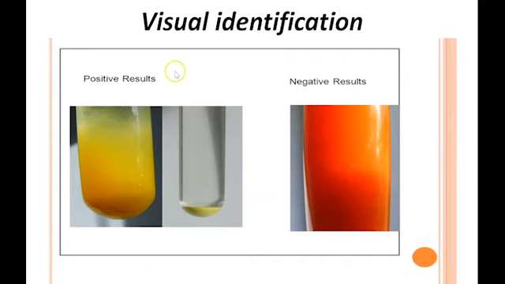Visual identification, how you will visualize. This is a pale yellow precipitate. So in the case of methyl aldehyde or methyl ketones, we will get a pale yellow precipitate, but for the rest, if they do not contain a methyl group directly connected to the carbonyl group, the test will be negative.